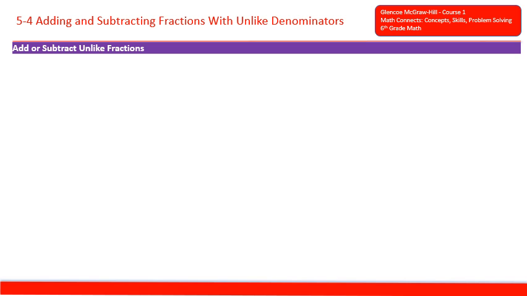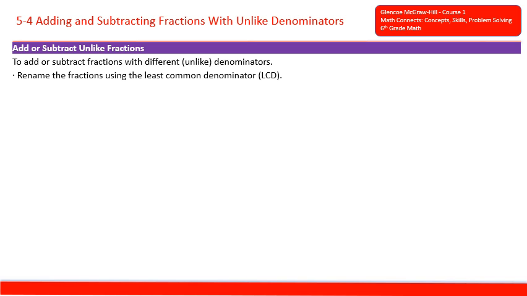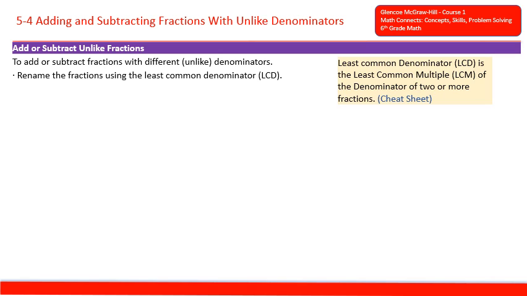Add or subtract unlike fractions. So yesterday we discussed like fractions and how the denominators are the same. So now we're going to talk about unlike fractions and unlike denominators. So rename the fractions using the least common denominator. And the least common denominator, or LCD, is the least common multiple, or LCM, of the denominators of 2 or more fractions.